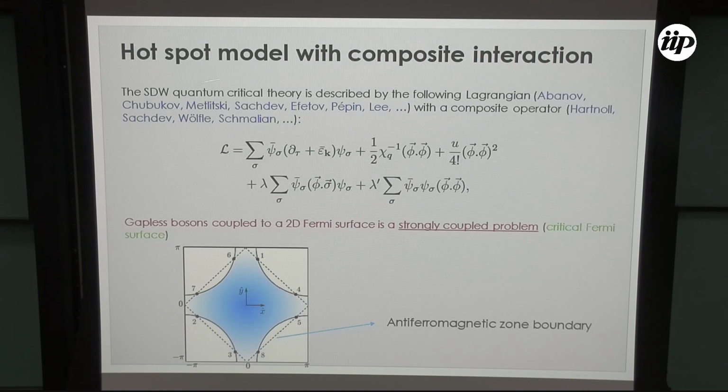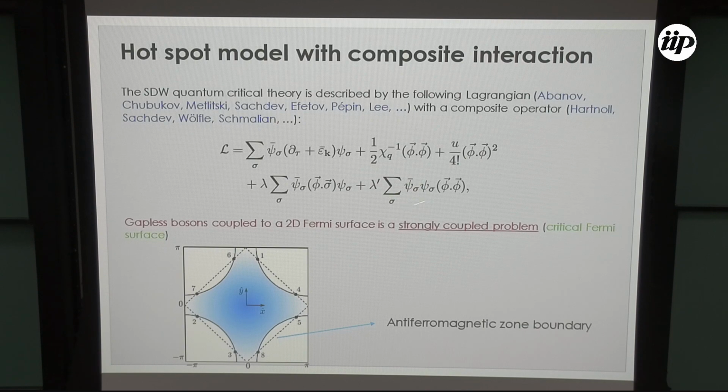Okay, so I'll start here with a model. This is the so-called spin-fermion model, which was described by many authors in the literature. Here, psi is the fermionic field, and phi is the bosonic field. Lambda here is the coupling, which describes the interaction of the bosons and the fermions. And I'm going to include also this so-called composite interaction.